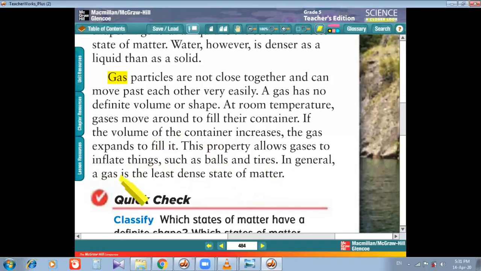In general, a gas is the least dense state of matter. Means the most dense is solid, then a less dense is liquid, and the least dense state of matter is gas. Class, here our lesson is completed.